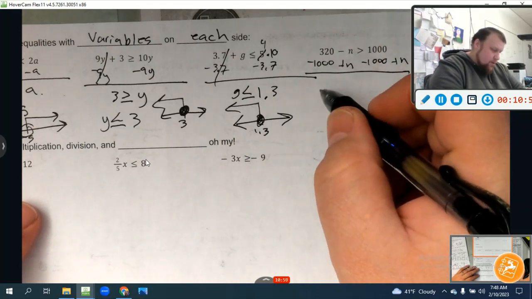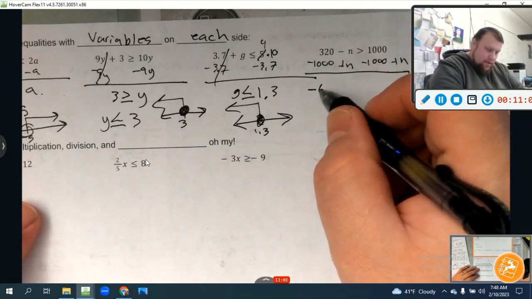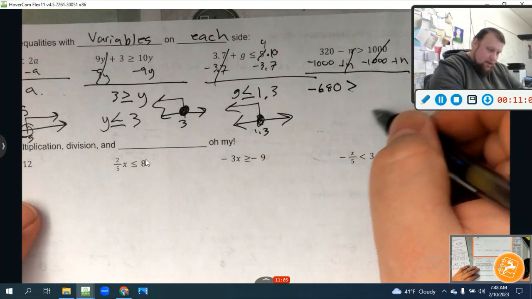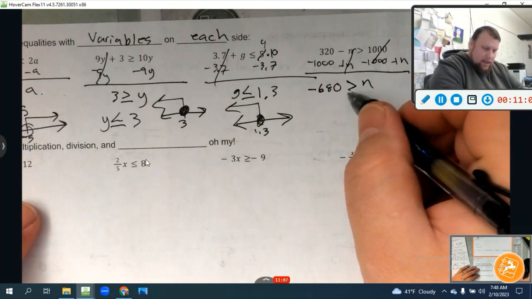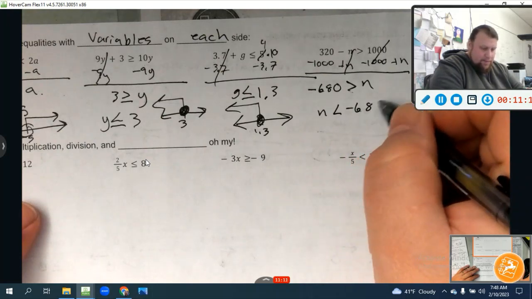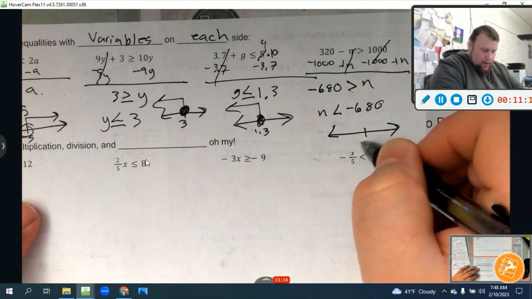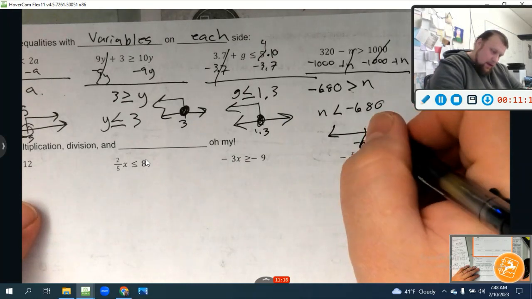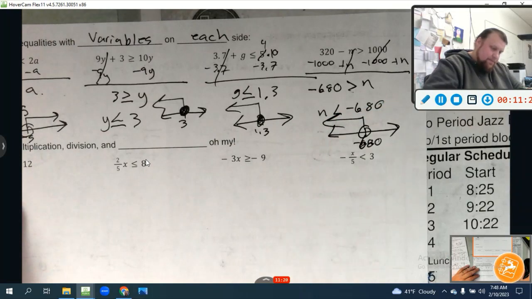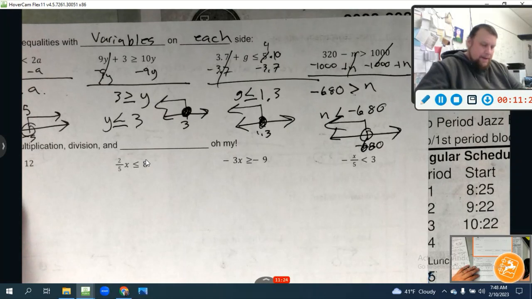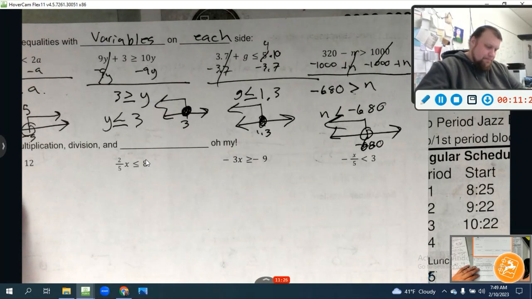So this is going to be negative 680. That's gone. Is greater than. That's gone. N. And again, little n, little side point at the end, so we're going to have n is less than negative 680. Just a graph at negative 680. Open dot, everything to the left. Okay. We'll come back to this in a minute. Okay, are you ready?